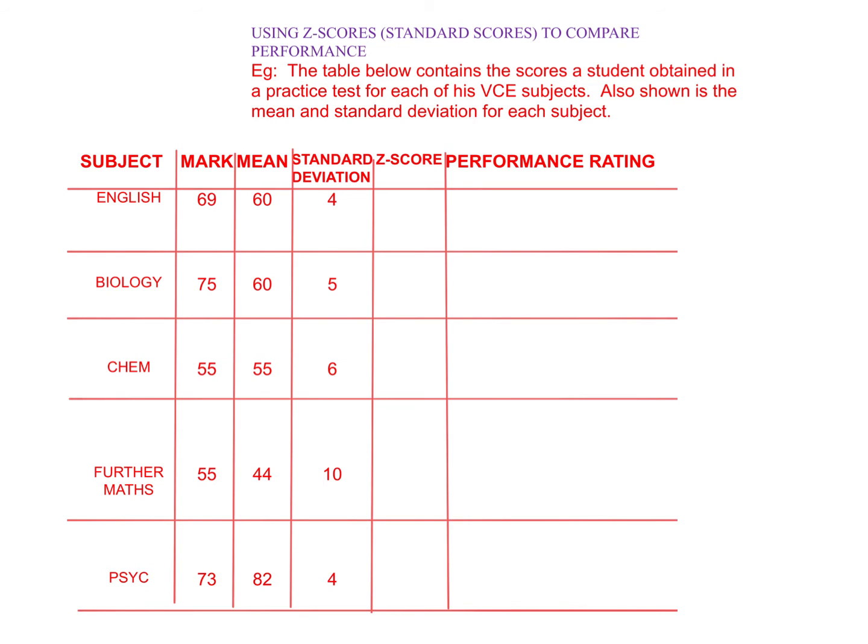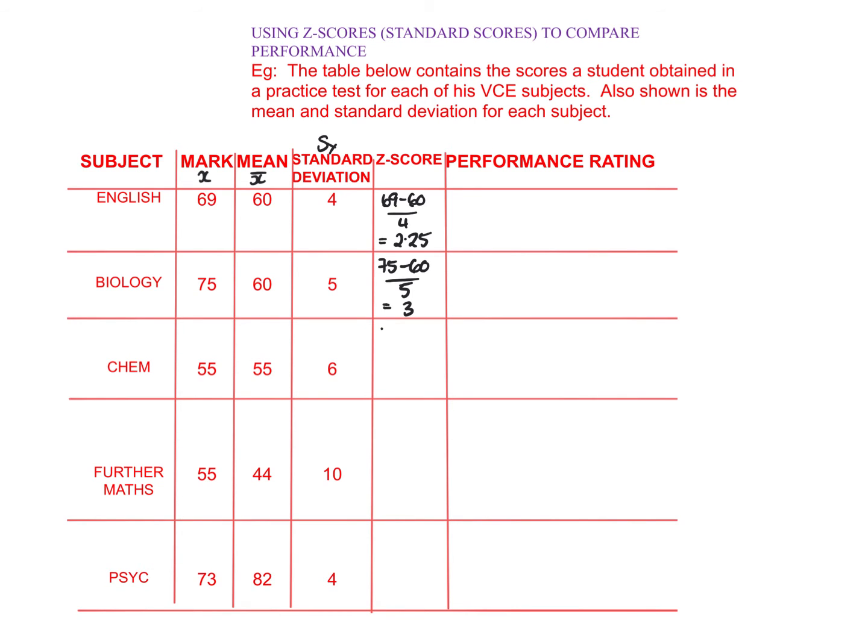If we were calculating the Z score for this first one, remember this is X, this is our mean, and this is our standard deviation. So this one would be 69 minus 60 divided by 4, and we get 2.25. If I do the biology one, I'll get 75 minus 60 over 5, which equals 3. So these are the Z scores that we're calculating.